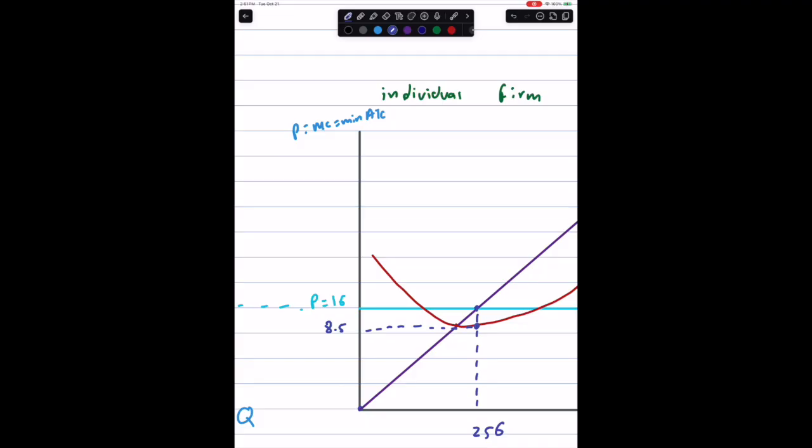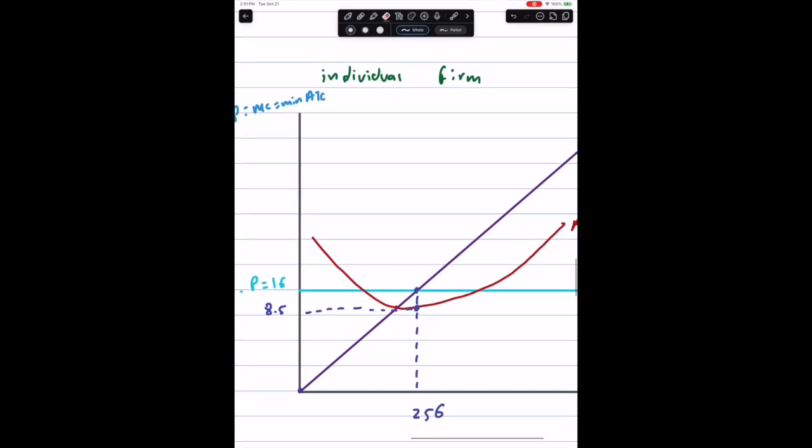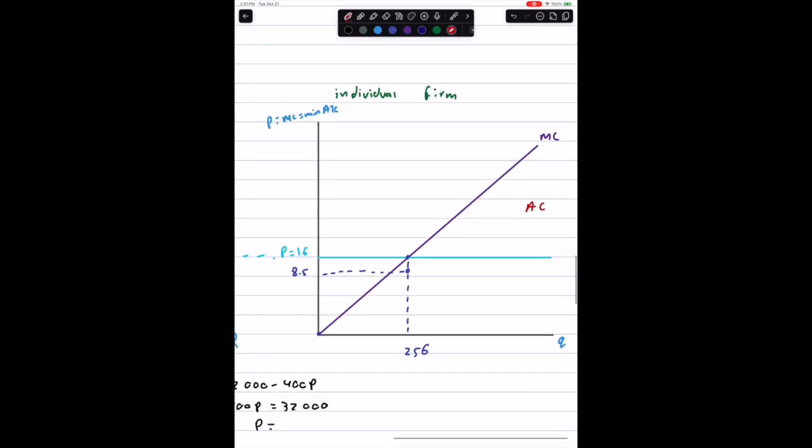And again, I'm getting in a little bit of trouble with my graph. Let me change my average cost line. Perfect. There we go. So what you can see from this graph is when price is equal to marginal cost, when this blue line is equal to the marginal cost line, we're going to produce 256 units, each firm. We know that the average cost at this point is going to be equal to 8.5.